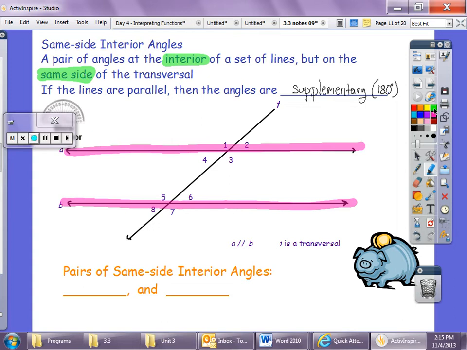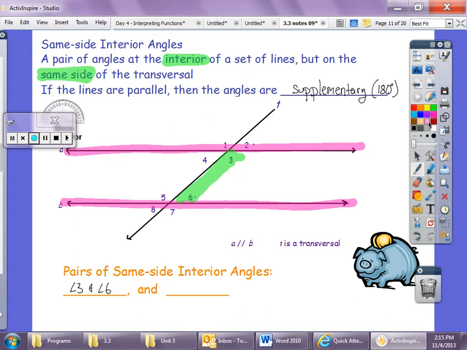So if we look at this, here's line A, and here's line B, and same side, angle 3 and angle 6 are on the same side. Well, if we know that angle 6 and angle 2 are the same, corresponding, and 2 and 3 are a linear pair, add up to be 180, we can substitute 6 in for 2. That's why these are supplementary. So angle 3 and angle 6 add up to be 180 degrees.